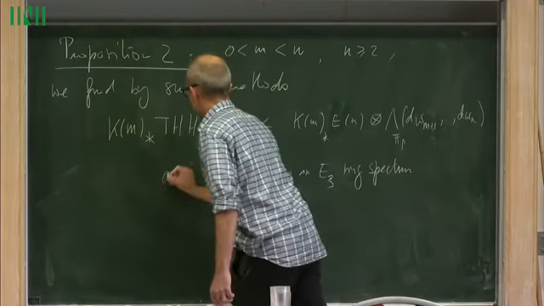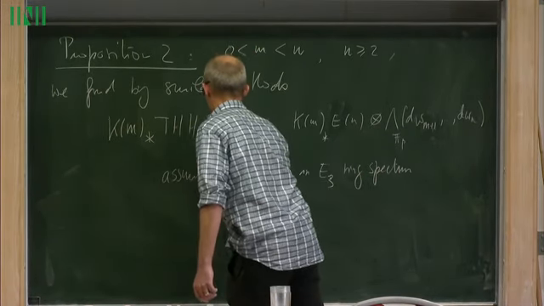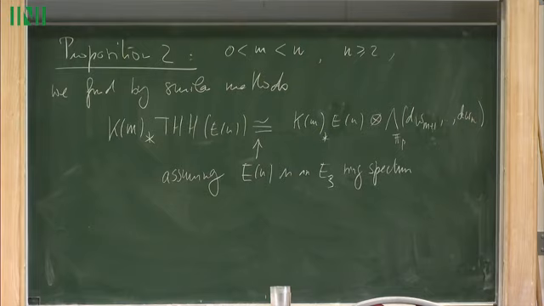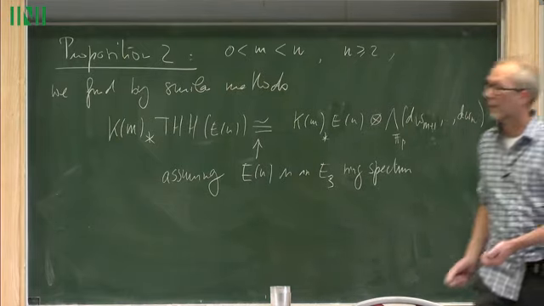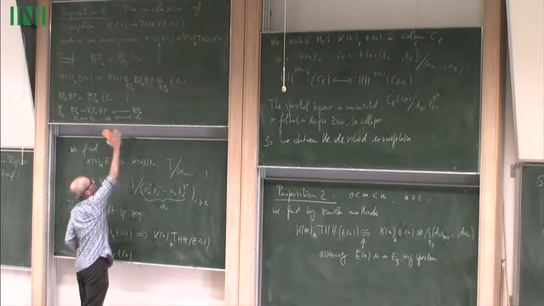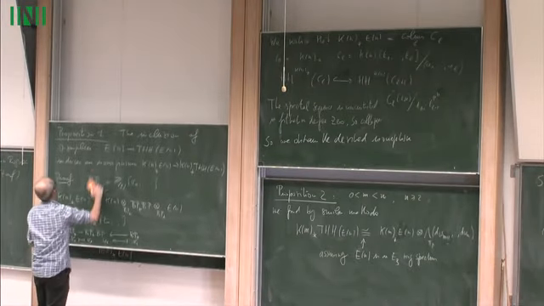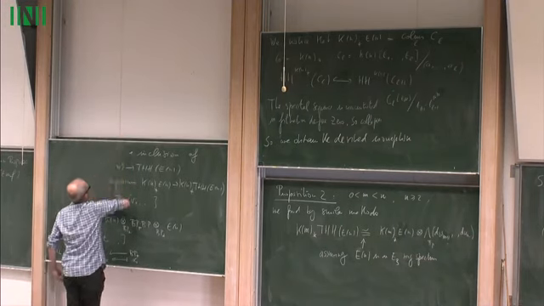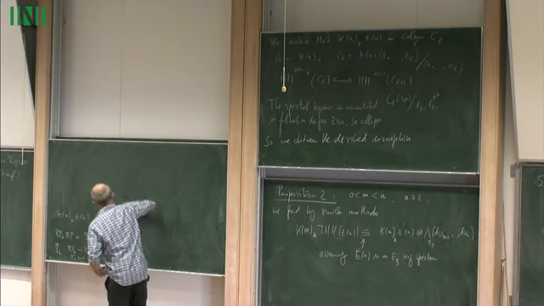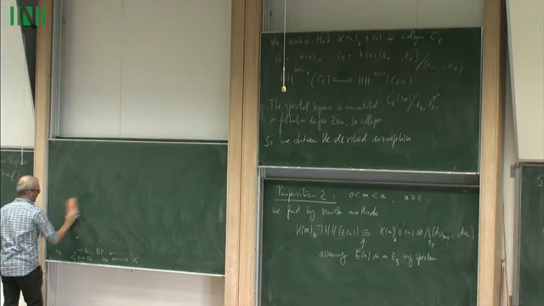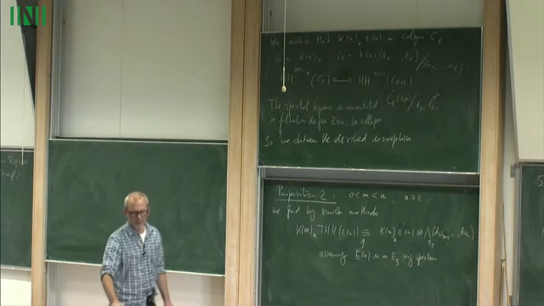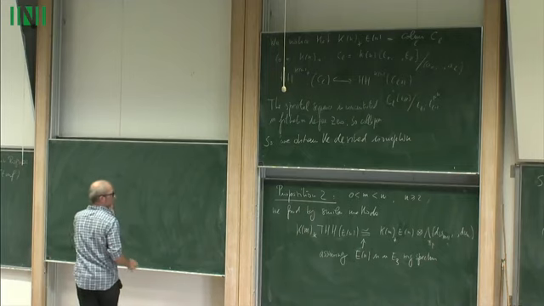So this is assuming En is an E3 ring spectrum. Okay. And finally, it remains the rational part, which is easier.